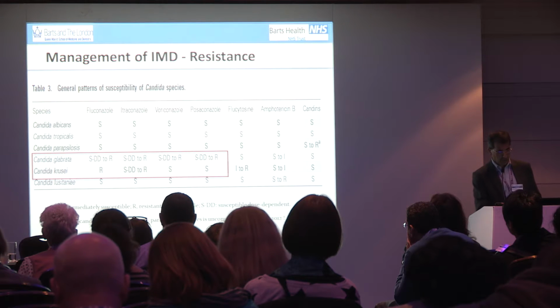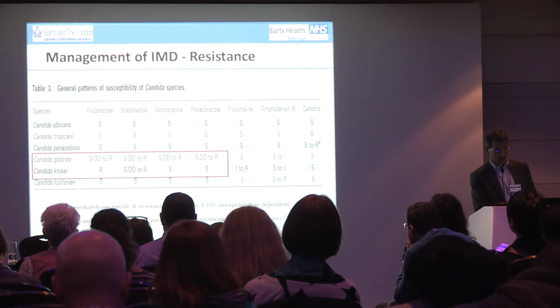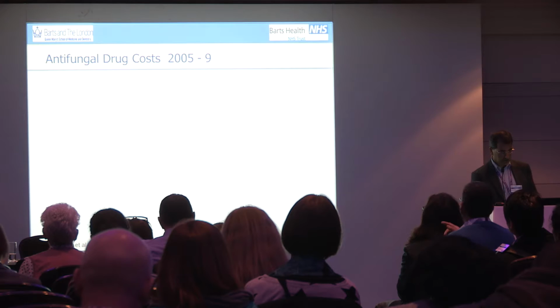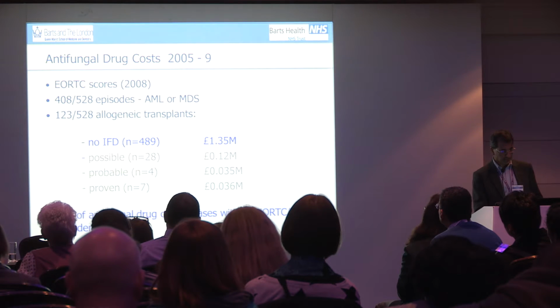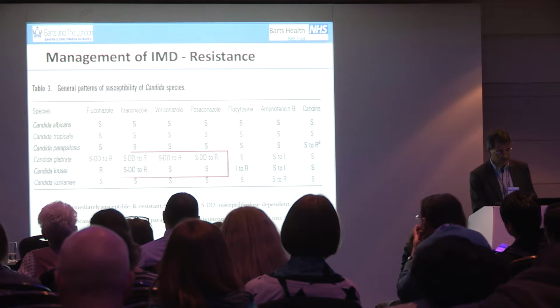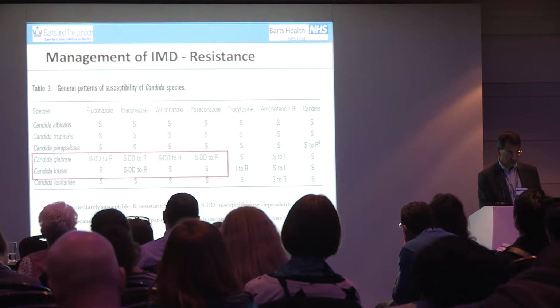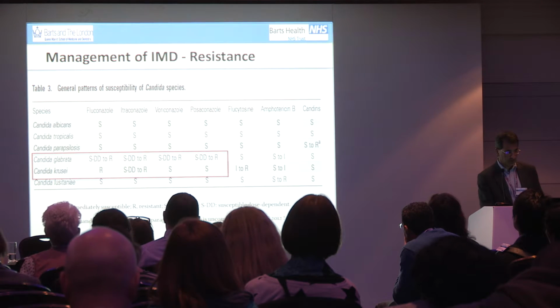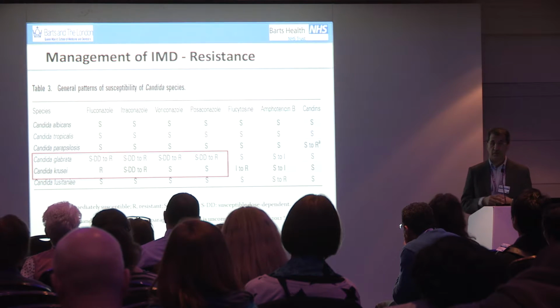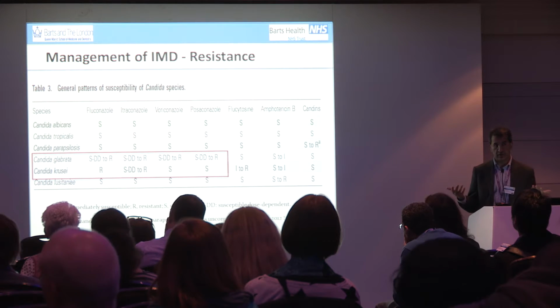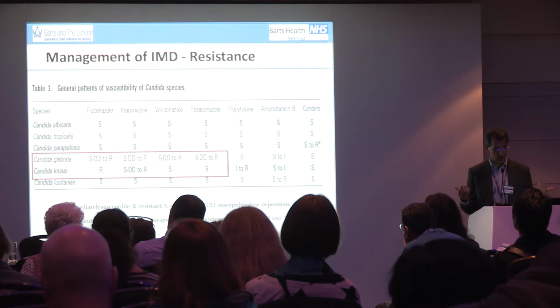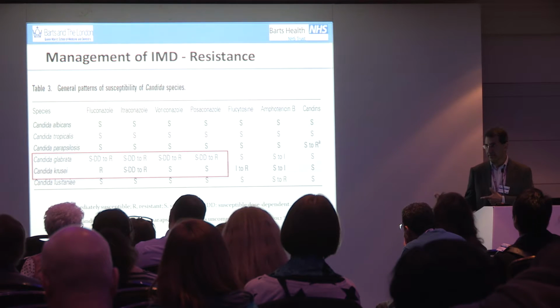And the final column is the sensitivity to echinocandins, shown there. So you would reasonably use an echinocandin as first-line treatment for invasive candidiasis until you know the species identification, and if it was one of these organisms, then you would stick with an echinocandin.